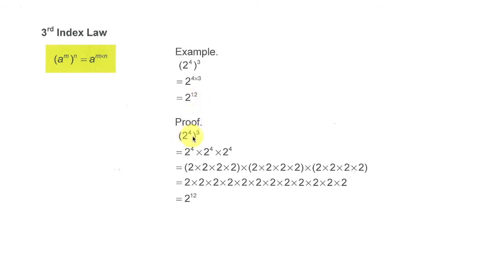2 to the power of 4, all raised to the power of 3. So I can think of that as being 2 to the power of 4 multiplied by 2 to the power of 4 being multiplied by 2 to the power of 4. And of course I've got basically 3 lots of 4 lots of 2 being multiplied together. Altogether, you can see that there are 12 2's being multiplied. So that's just 2 to the power of 12.